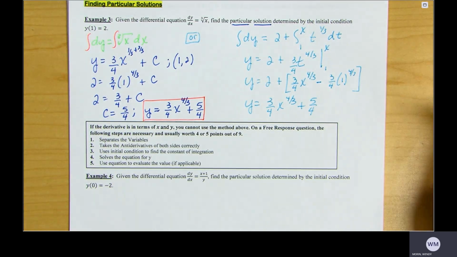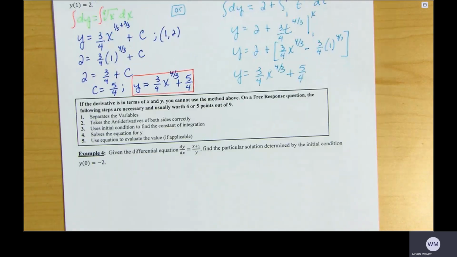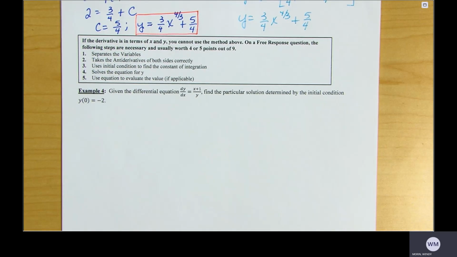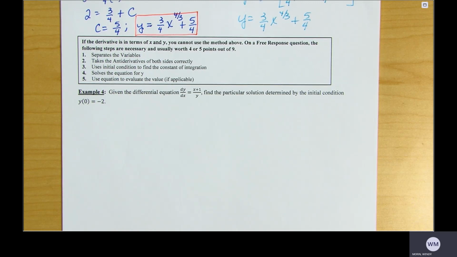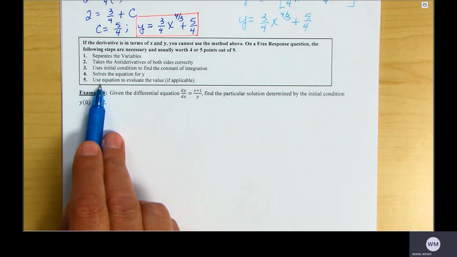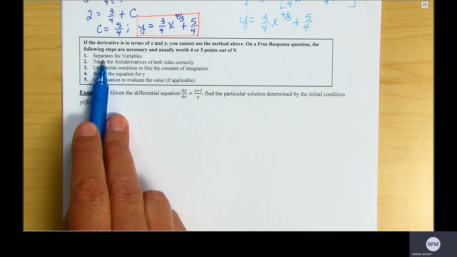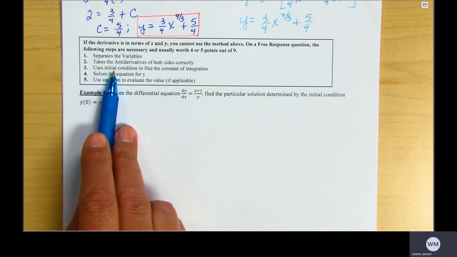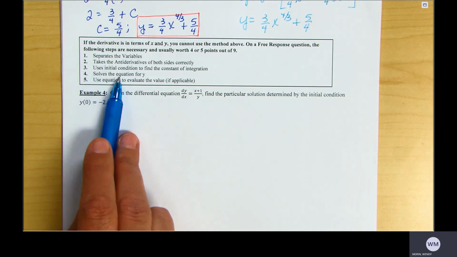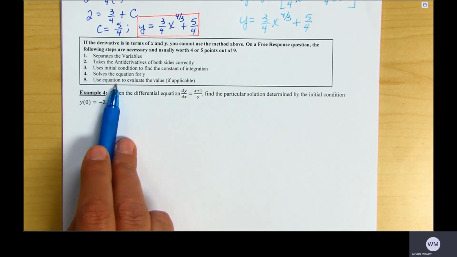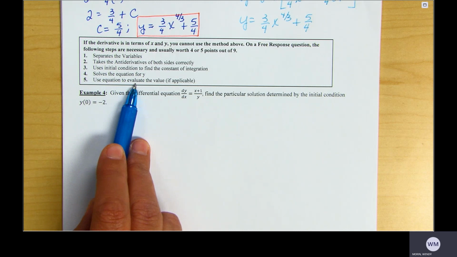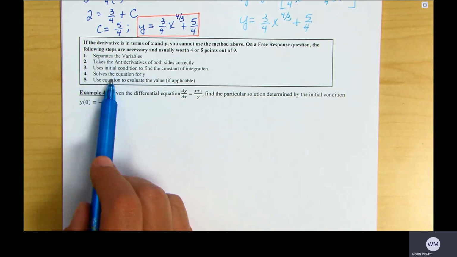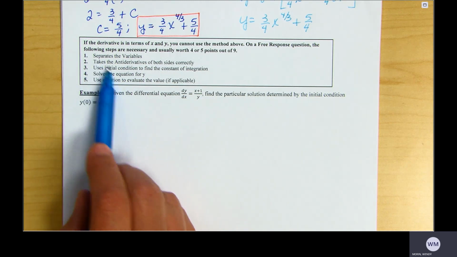Okay, so again, if you see these on a free response, which it is possible, more so on the A/B test, but I do see it on the BC test, these are the steps that you need to take. Separate the variables, take the antiderivatives of both sides, use the initial condition to find the constant of integration, that's our plus c, solve the equation for y, and then sometimes you have to use that equation to evaluate something. It's nice if they give you one of these, because this is usually worth 4 or 5 points out of 9.